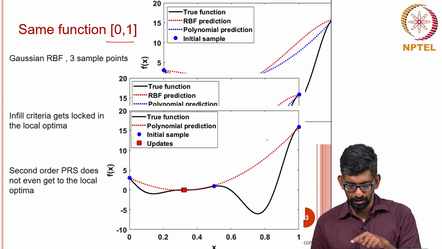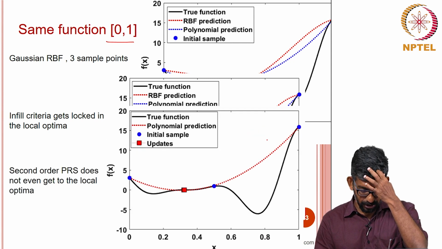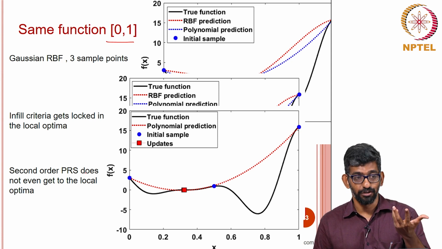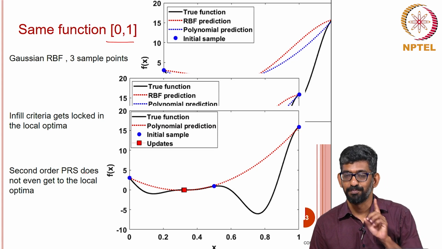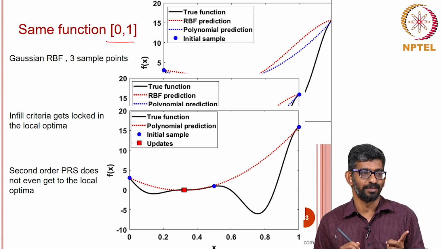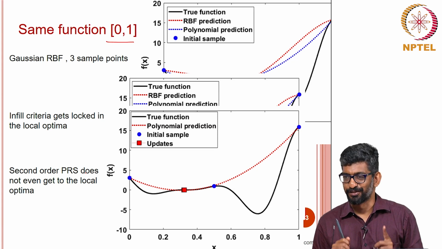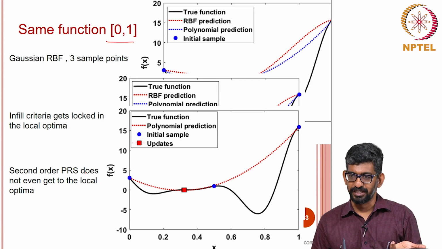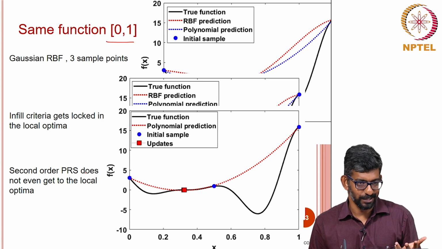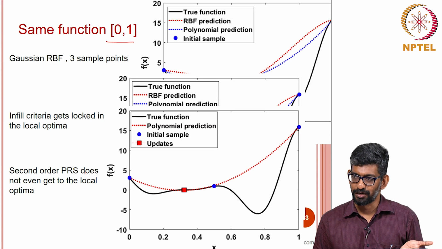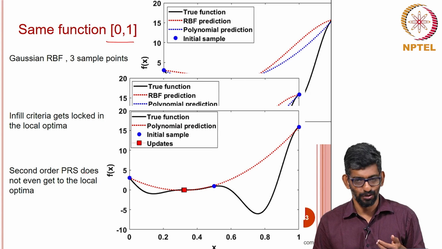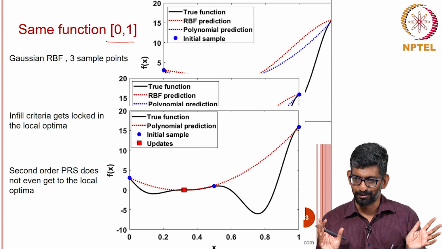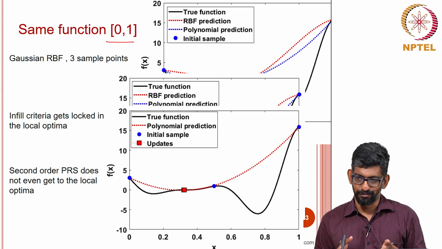The other one was about your RBF prediction, and this is a second order polynomial response surface that I use. It does not even get to your local optima in this particular case. Please understand, I am not comparing polynomial response surface and radial basis function here. If I had used some other radial basis instead of Gaussian, the effects would have been better or worse. So is the case with the polynomial. With 3 points, the maximum you can go is only a third order polynomial. Probably with the third order polynomial, this could have looked a little better.